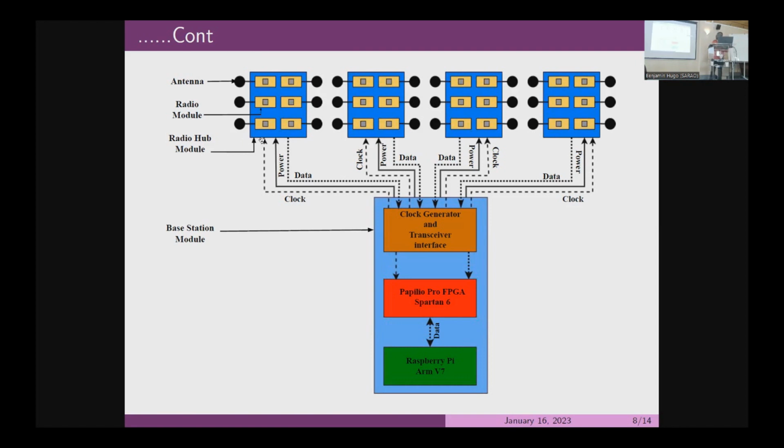And then we have the radio hub. So we have 4 radio hub modules. Each radio hub has 6 antennas. You multiply that, you have 24 antennas. And from here, we have the power that we use to power the radio hub module, which is shared within the receivers.